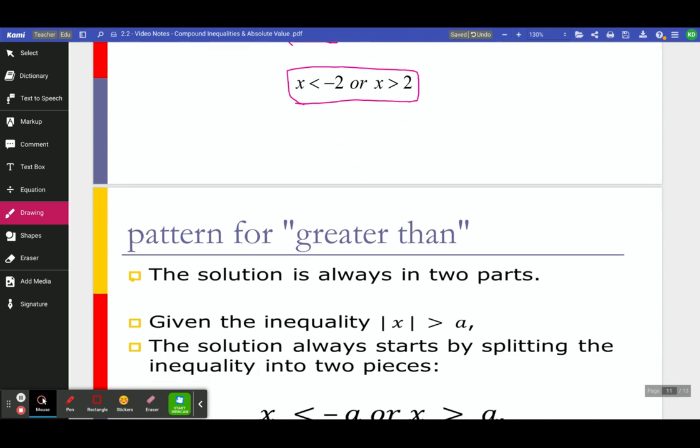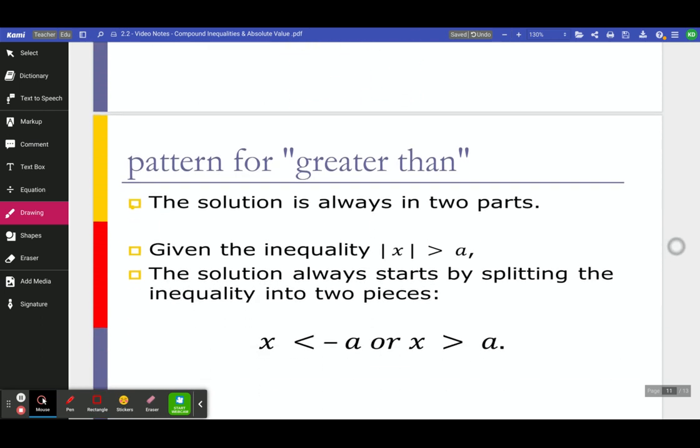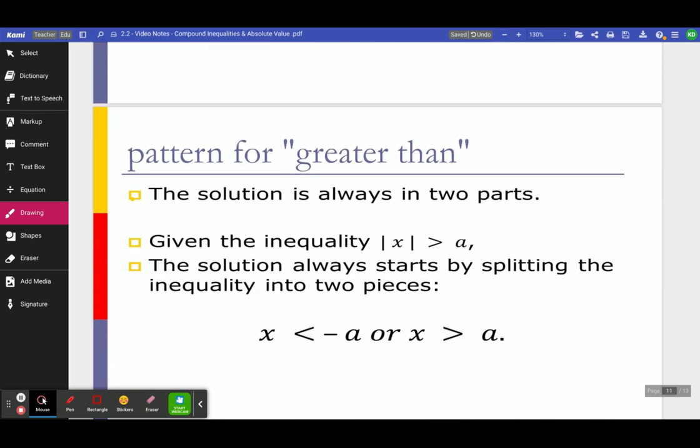So our pattern here is that when we have a greater than absolute value, it's going to turn into an OR. So the way that we remember this is that it's a greater than. Okay? And this is always going to be in two separate inequalities with the word OR in between.